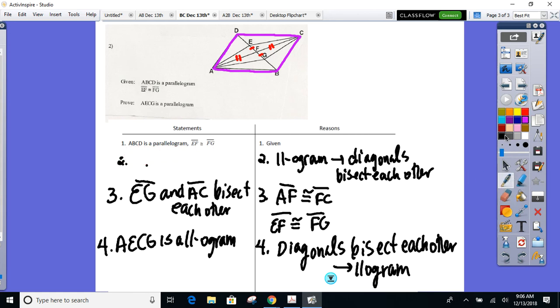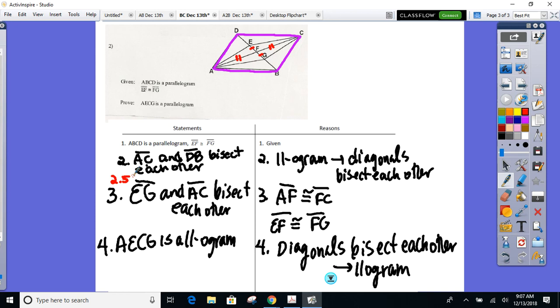What's the property say? So I need to say that in this step, AC and DB bisect each other. That's what the theorem is saying. It's not saying the two little pieces are equal. It's saying the diagonals bisect each other. Then from here, I'm going to have to put in a step 2.5.